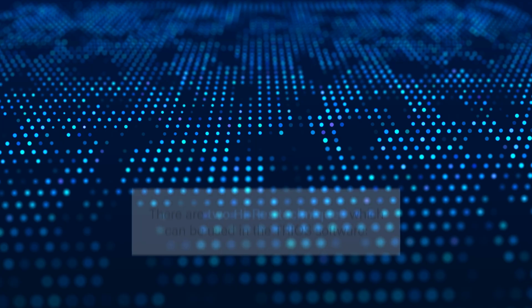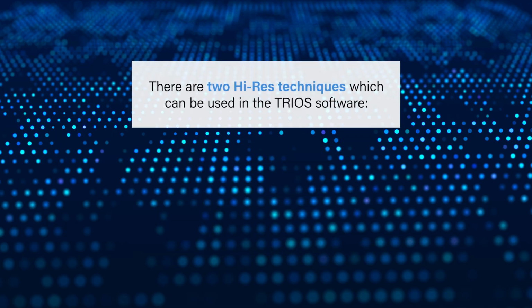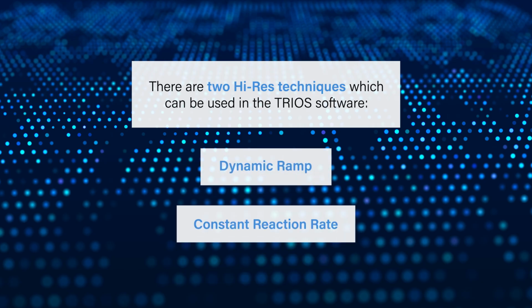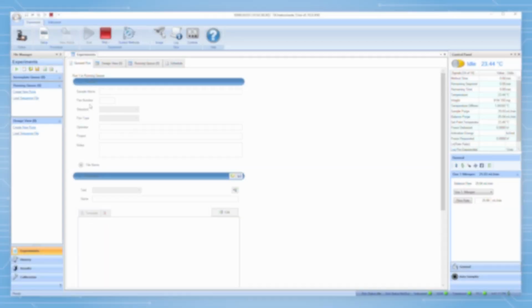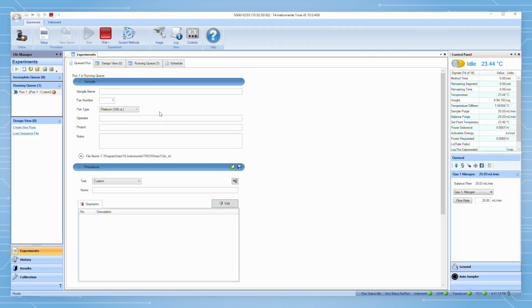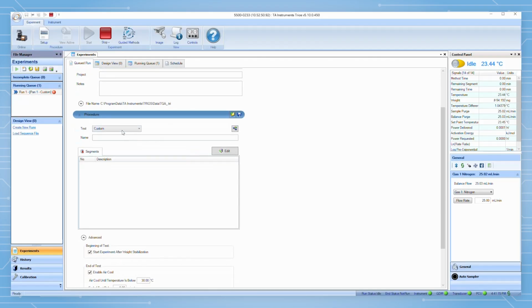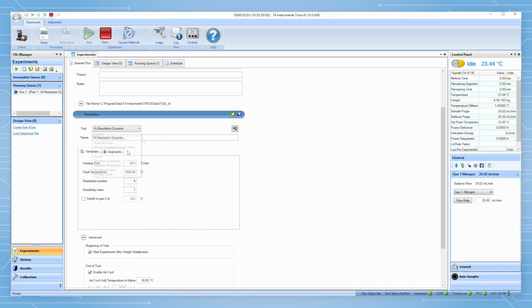Hi-Res mode is a technique where heating rate is continuously and dynamically changed in response to the rate of sample weight change during a TGA experiment. There are two Hi-Res techniques which can be used in the TRIOS software: dynamic ramp and constant reaction rate. Setting up a Hi-Res technique is very straightforward in TRIOS. Both Hi-Res techniques are available as preset experimental templates in the software.